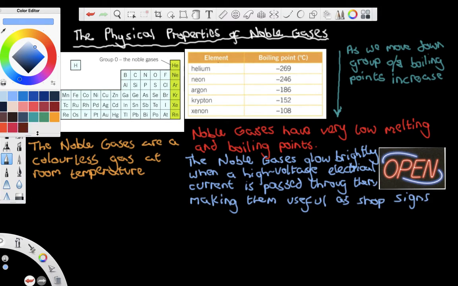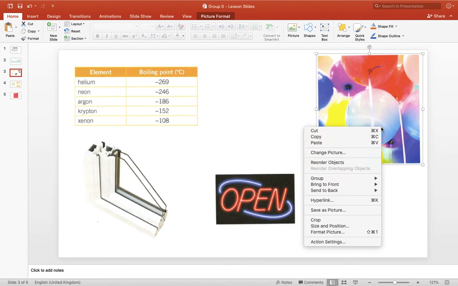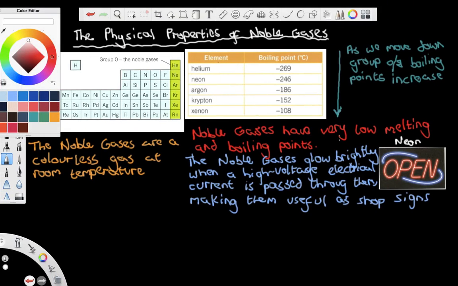So this one here that's shown on the diagram is neon. Okay? So this element, neon, is found in the shop sign. When we pass an electrical current through it, it shines brightly, indicating that the shop is open. At the same time, the noble gas helium has a much lower density than air. And that's why it's used in helium balloons, so that the balloons float.